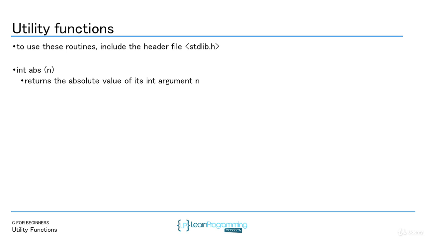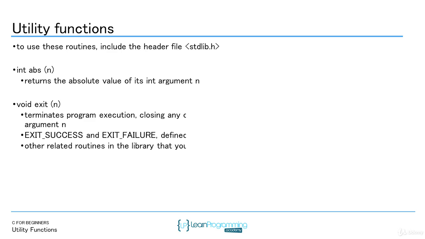One is the absolute value, abs. It returns the absolute value of an argument. Absolute value is converting it to a positive. So if you pass in a negative or so forth, it will return you the positive value.